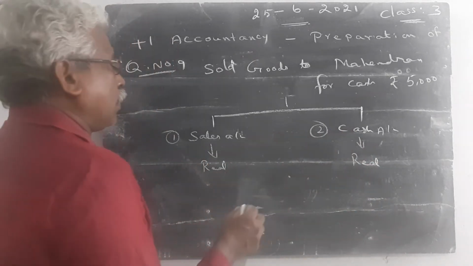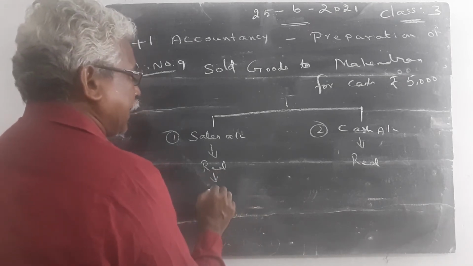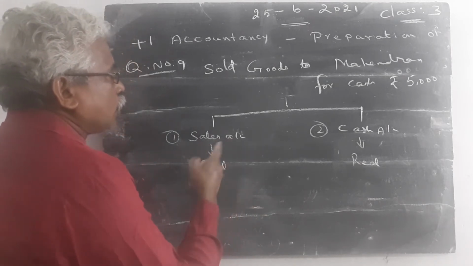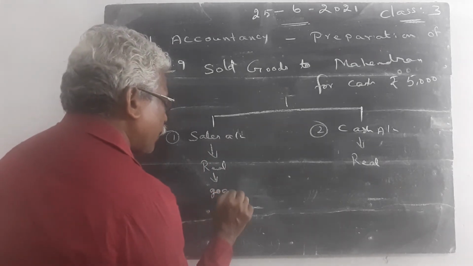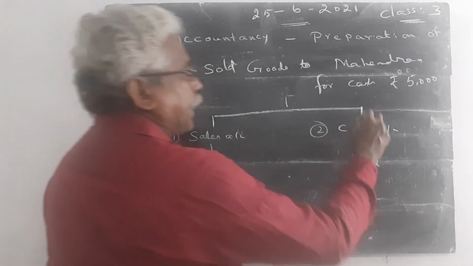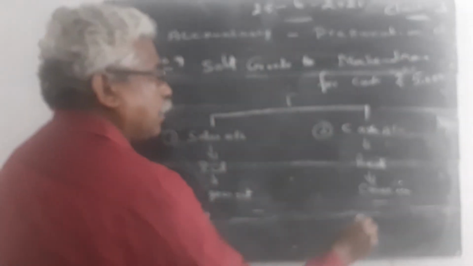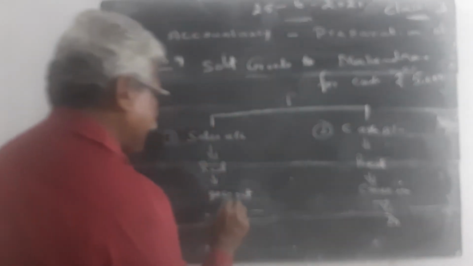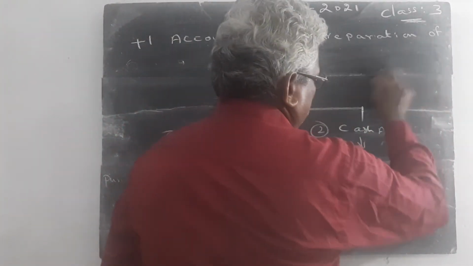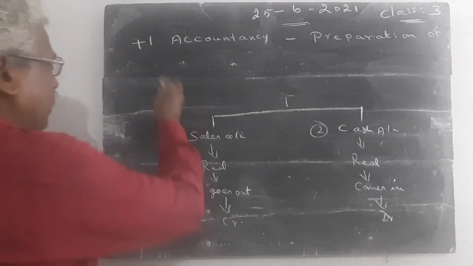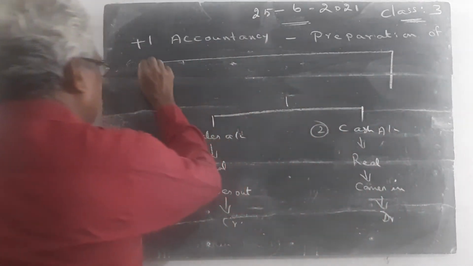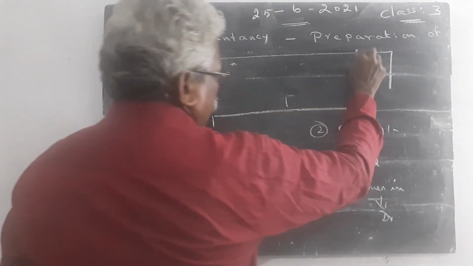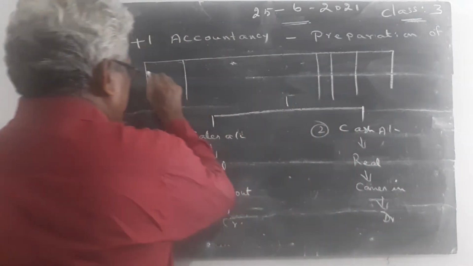The rule of the real account is debit what comes in, credit what goes out. When we sold goods, goods go out. Cash comes in. Debit what comes in, credit what goes out. In the journal entry, we have to draw the columns. The columns are in your accountancy notebook, so you simply use the columns.